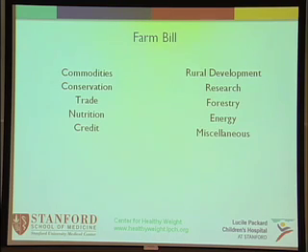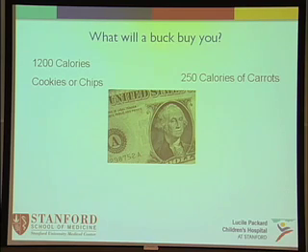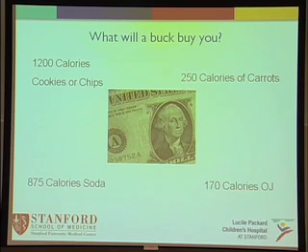So why are we talking about the Farm Bill in terms of childhood obesity? You have to go back and understand what has changed in the last 30 years and how the Farm Bill has impacted what's in our grocery stores. I'm going to start with a really cool research project done by a researcher at the University of Washington. He went to the store and asked, what will $1 buy you? He found $1 will buy you about 1,200 calories in cookies and chips or 250 calories in carrots. And you've eaten your cookies and chips and you're thirsty: it'll buy you 875 calories of soda or 170 calories of orange juice.